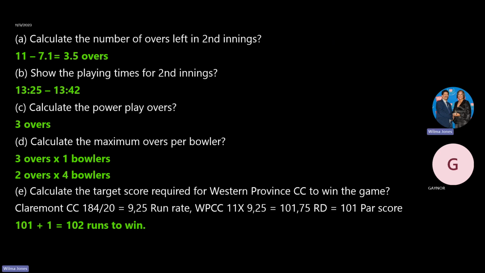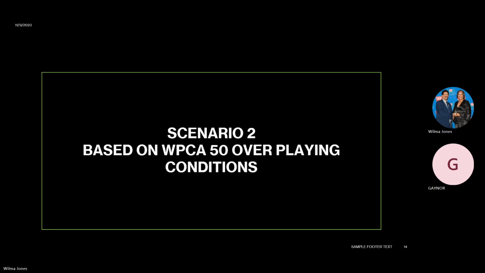Do that calculation quickly while we are at it. So it's 102, subtract the 64 that they already have, so they need 38 runs to win. So they would need 38 runs to win in the 3.5 overs that are left. That is correct. Happy? Fantastic. Let's move on to our second scenario.